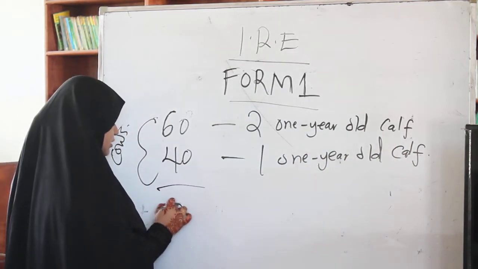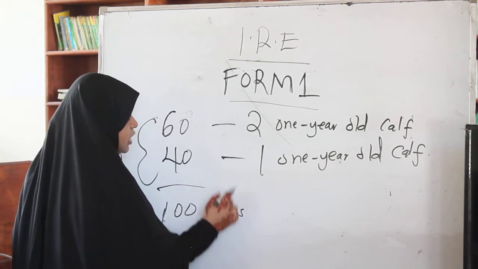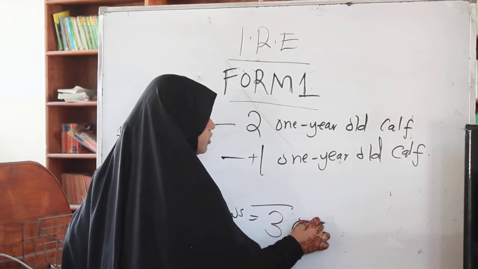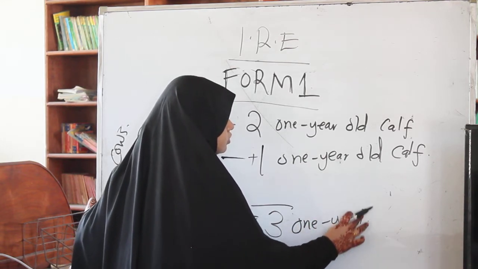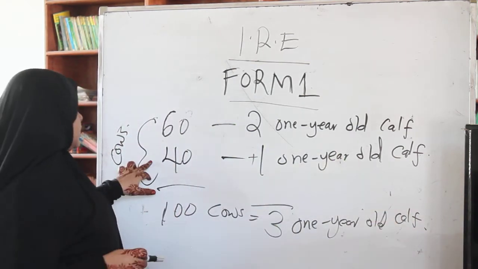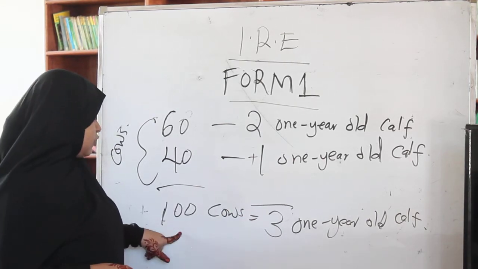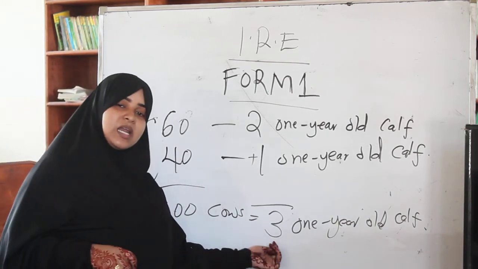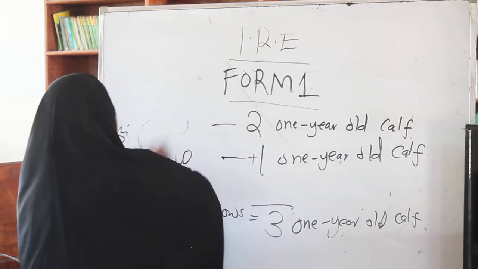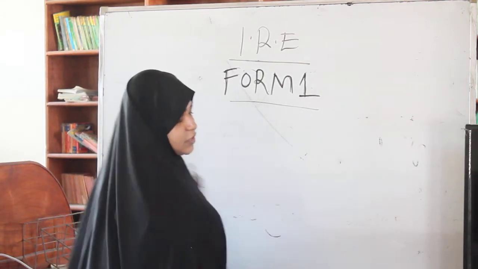Here you have 100 cows, so you add this. You have again your 3 one-year-old calves. So for every 40, another 1. So if you have another 140, you have an extra 40, that is 140 cows, you add another 1 year old calf, and so on and so forth. So that's for the cows and the buffaloes.